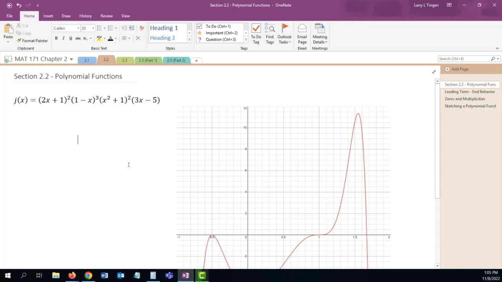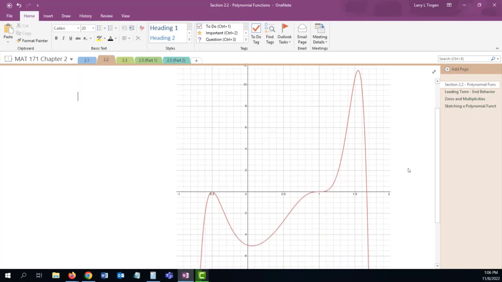All right, and I start out here with j of x, not a letter you see all the time, but still a letter you can use. J of x is equal to quantity 2x plus 1 closed quantity squared times quantity 1 minus x closed quantity cubed times quantity x squared plus 1 closed quantity squared times quantity 3x minus 5 closed quantity. When I graph it in Desmos, it looks like this.